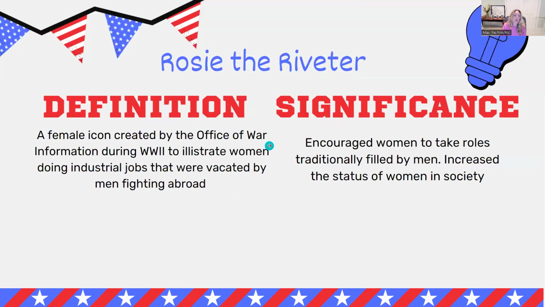Rosie the Riveter, a female icon created by the Office of War Information during World War II to illustrate women doing industrial jobs that were vacated by men fighting abroad. So she's meant to encourage women to take these roles that are traditionally filled by men, but it also increases women's status in society and will, again, just give more weight to the fact that women deserve more political rights.